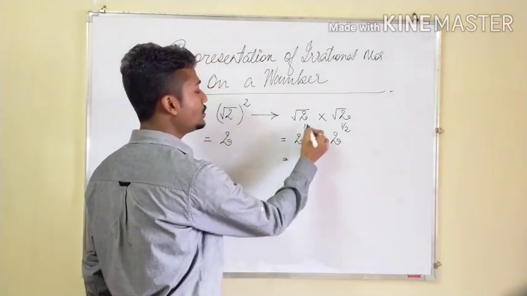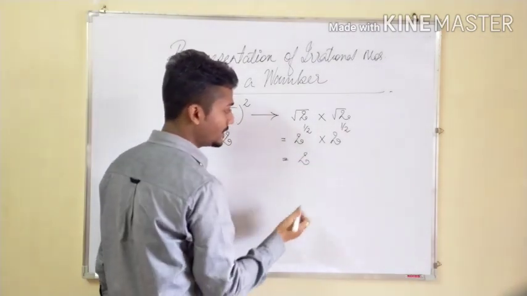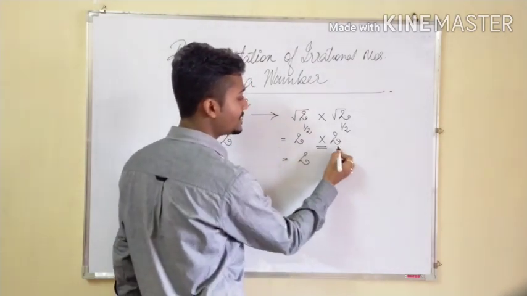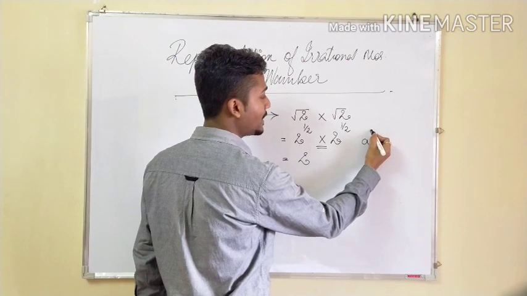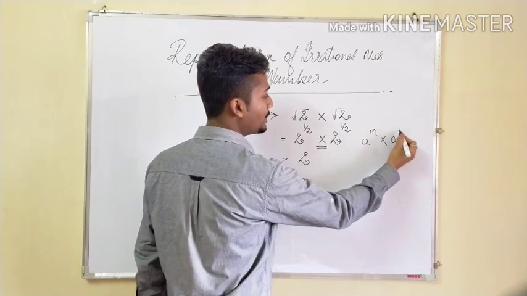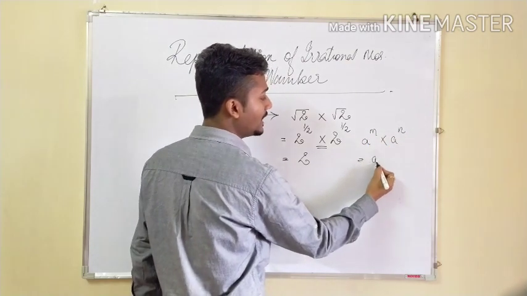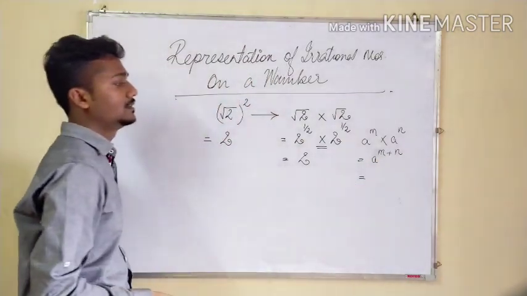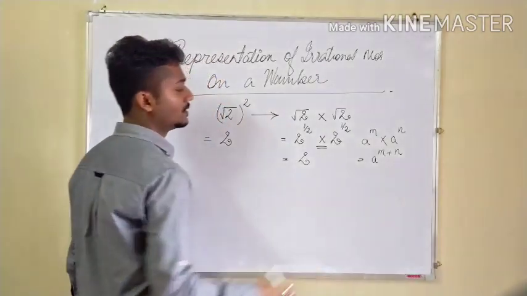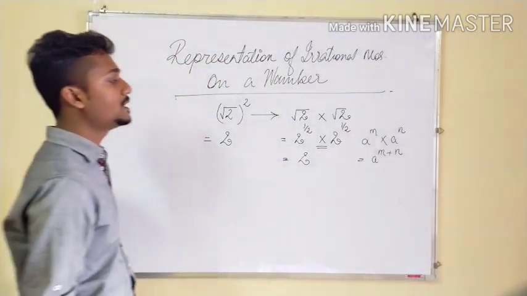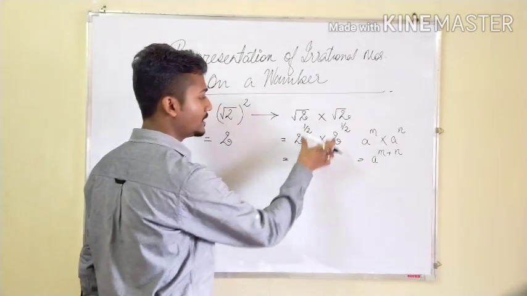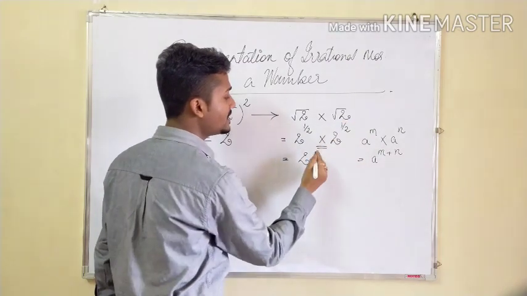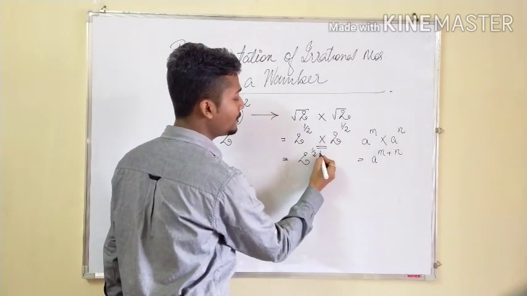So root 2 is 2 to the power half, so 2 to the power half into 2 to the power half is equal to what? Here multiplication symbol is there and the bases are same. See, a to the power m into a to the power n is equal to a to the power m plus n. Isn't it? Now by application of the same concept, I will try to solve this. 2 to the power half into 2 to the power half is equal to 2 to the power half plus half.